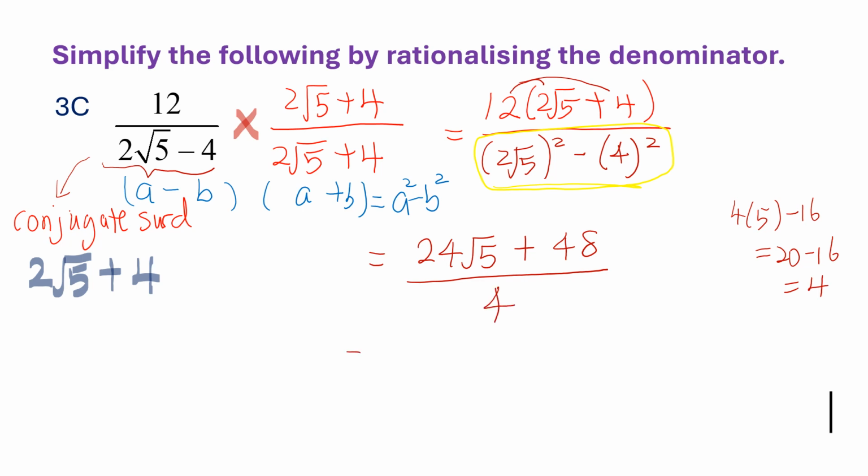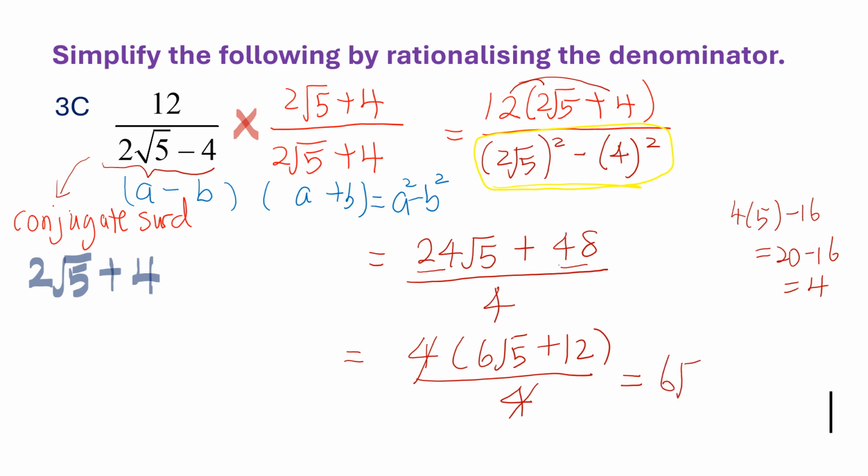Okay, then the next step is you can just factorize. If you look at this 48, sorry, that's 24. 24 and 48, you can actually factorize 4 out. Right, and then 4 divided by 4 gives you 1. And here we are, we get 6 square root 5 plus 12.